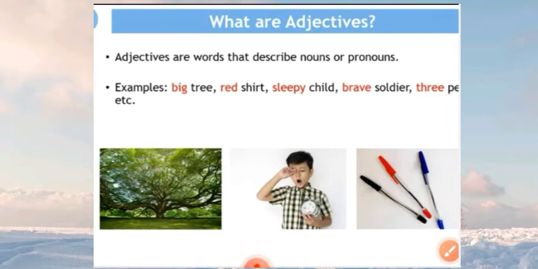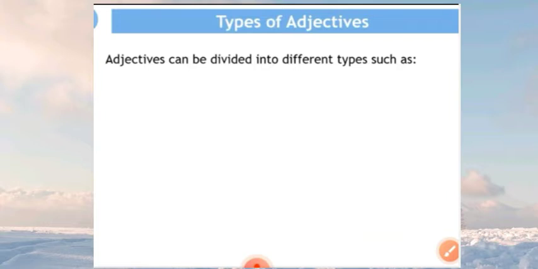So big tree, the word big is an adjective that is describing the noun tree. It is telling you what kind of tree it is. It is giving you more information. So basically, adjectives are such words that describe or give more information about nouns or pronouns in a sentence. So now we know what adjectives are.